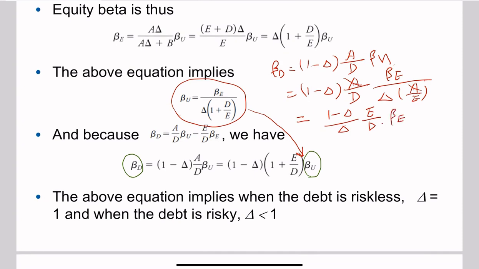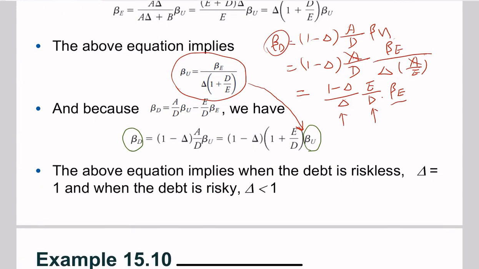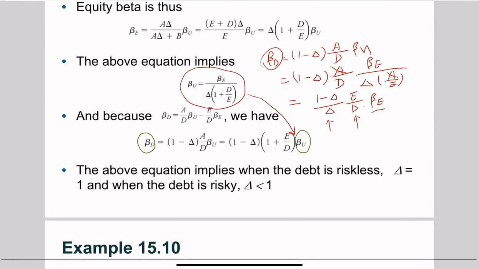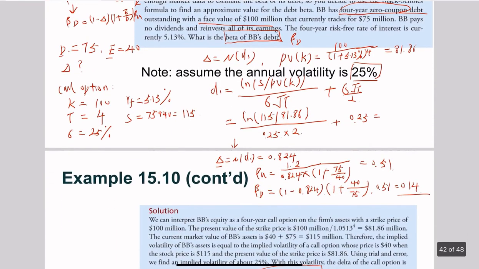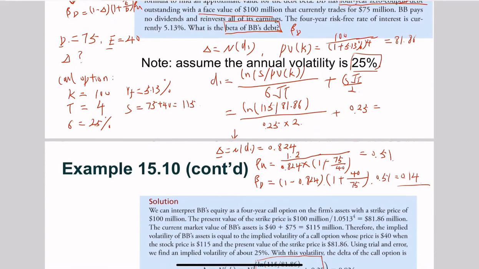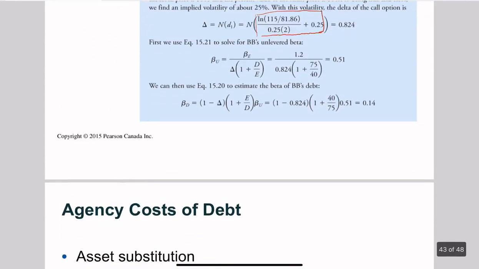So essentially, this is a more condensed process, right? Basically, if you give me beta E, and if I have delta and the value of equity and debt, I can find out beta D. And you can verify that if you use this formula and plug in the numbers we have here, you will get the same result, that is 0.14. Okay.